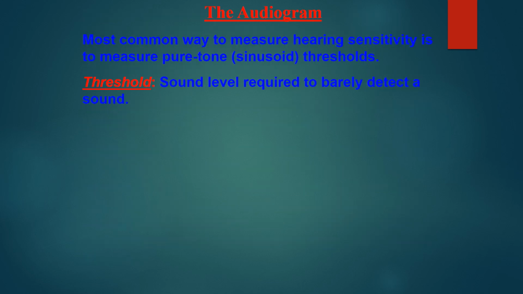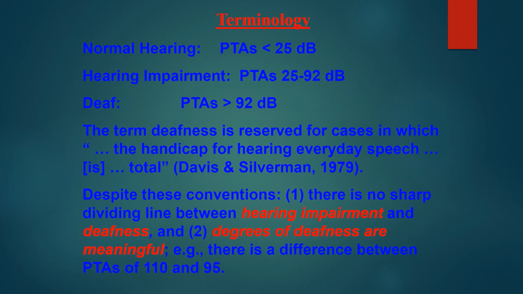The audiogram is the most common way to measure hearing sensitivity. It is the measure of pure tone or sinusoid threshold. Threshold is the sound level required to barely detect a sound. Normal hearing, the PTA is less than 25 dB; hearing impairment, 25 to 92 dB; deafness, PTA more than 92 dB. The term deafness is reserved for cases in which the handicap is for hearing everyday speech.